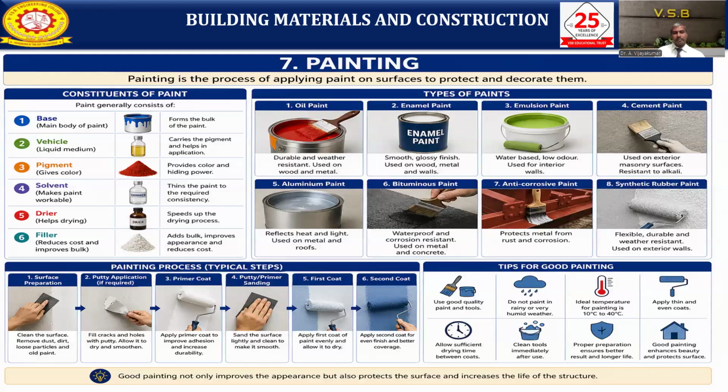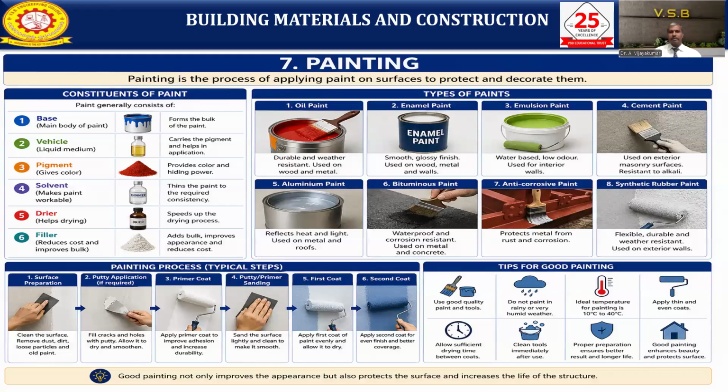The dryer helps speed up the drying process. Then the filler is used to reduce the cost and improve the bulk. So adding bulk can improve the body of the paint and reduce the cost.